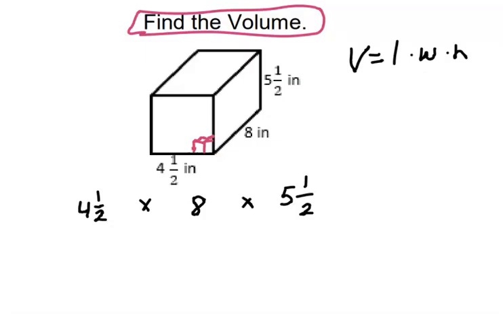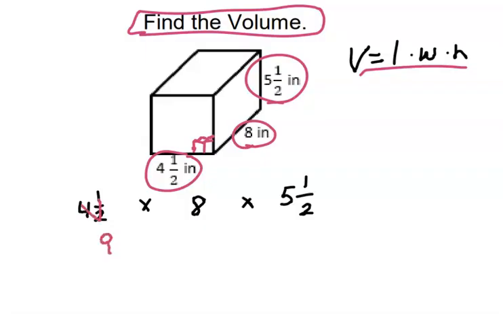All right, so let's do this. We do have 4.5 times 8 times 5.5. This volume is length times width times height. So we got to change these mixed numbers into improper fractions. To do that, we're going to do 4 times 2, which is 8, plus 1, which is 9. So this becomes 9 over 2.